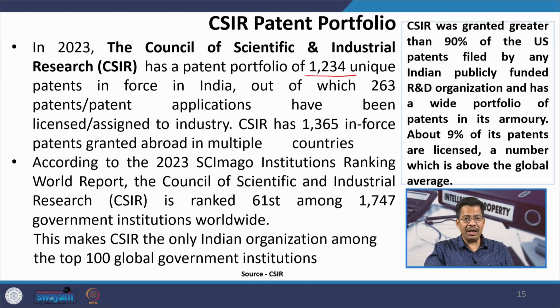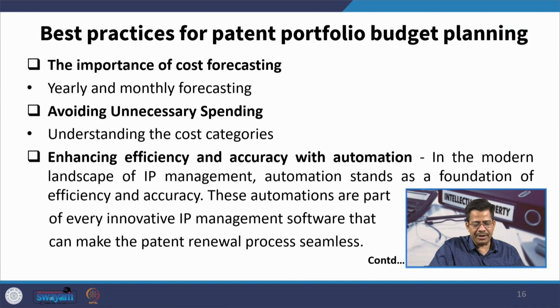But we expect that Indian organizations should go ahead of CSIR, because CSIR, being an R&D organization, is creating patents and then going for technology transfer. Why are our organizations not keeping an eye on developing their own technologies and using them for their own competitiveness?